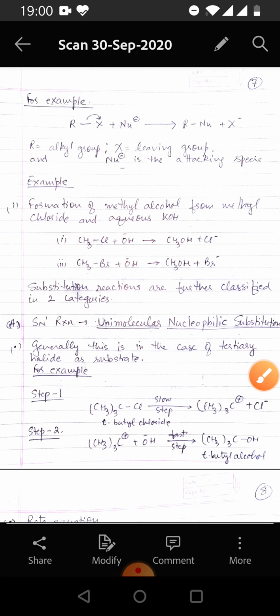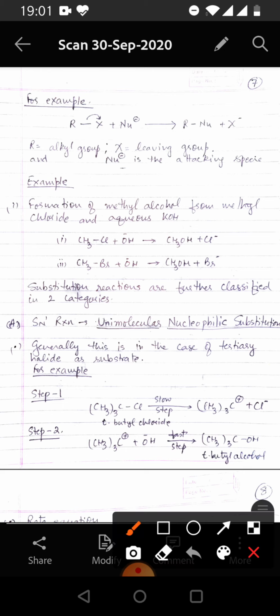For example, formation of methyl alcohol from methyl chloride and aqueous KOH. So, this CH3Cl reacts with OH minus, the bond pair between CH3 and Cl shifts onto the Cl, generating CH3 plus and Cl minus. Now, this OH attacks this CH3 plus, forming CH3OH, and chloride ion is released.